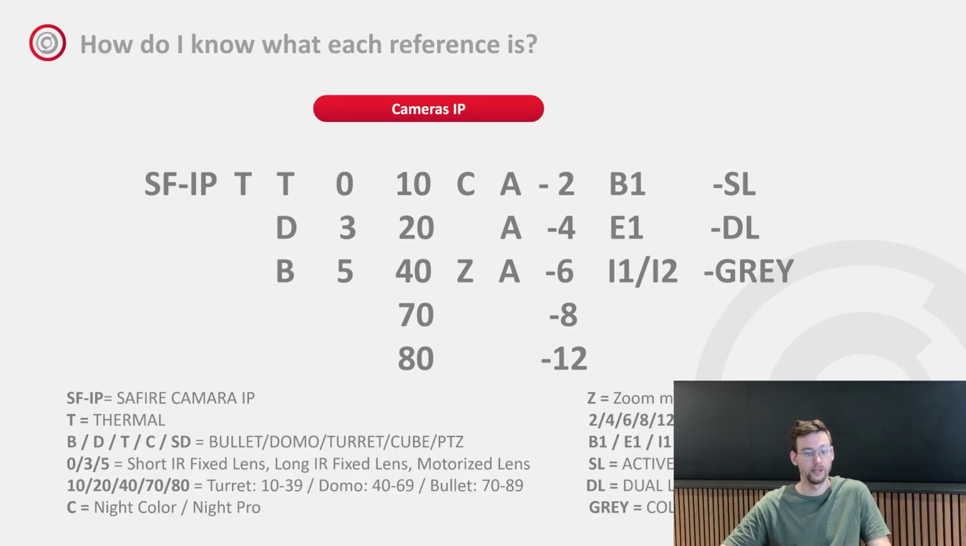And then at the very end, we have either an SL, a DL, or gray written. So the SL cameras are the active deterrence cameras, which means they have a light or a sound and light or siren and light trigger, which can be triggered after an event, which means after a line crossing event, we can have a pre-recorded audio played and a police light flashing. And then the dual light is a very interesting camera because it has basically 2 or actually 3 illumination modes.